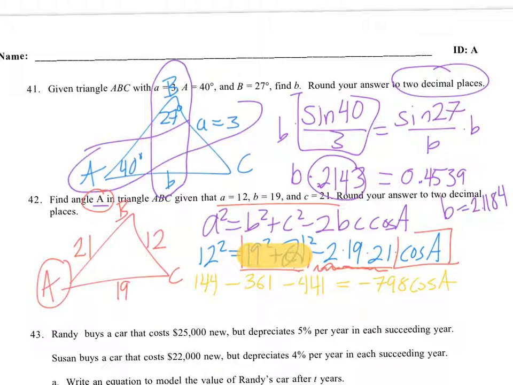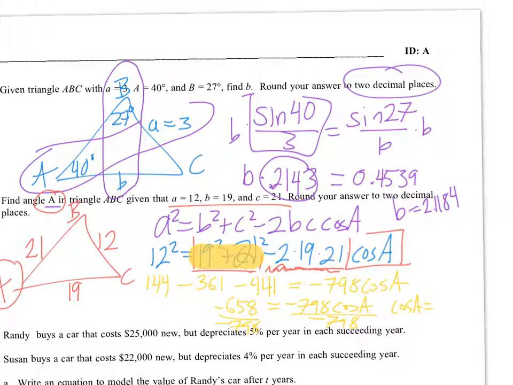On the left side, if I do that calculation, 144 minus 361 minus 441, we get negative 658 is equal to negative 798 cosine of A. When I do that division, so divide by negative 798, we get cosine of A is equal to 0.8246. To get angle A, we're going to do the inverse cosine.